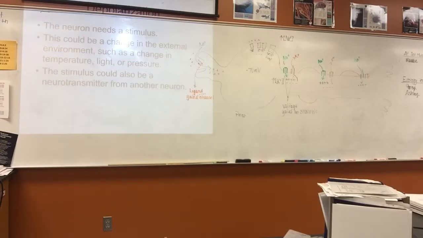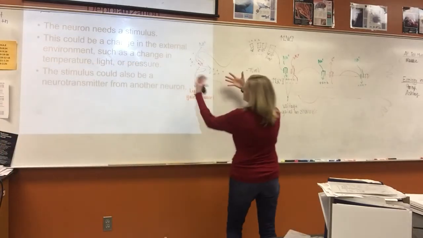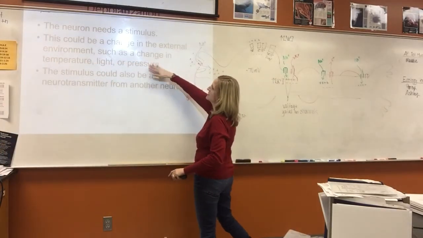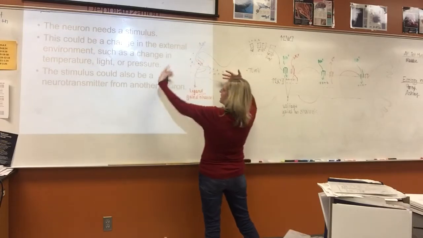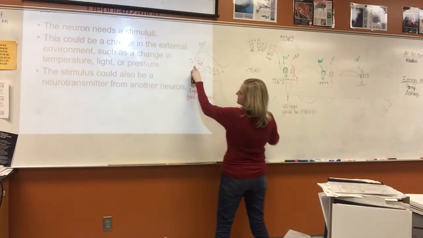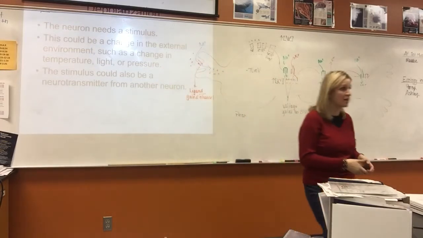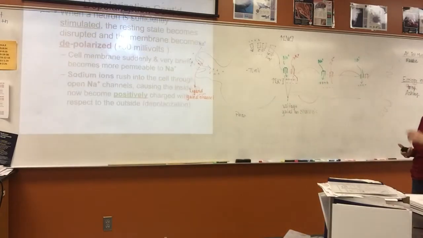This could be a change in the external environment, such as a change in temperature, light, or pressure. The stimulus also can be a neurotransmitter from another neuron. So it just depends upon if this is a sensory neuron, the stimulus is going to be one of these things. If it's a neuron that's receiving another signal from another neuron, that stimulus is the neurotransmitter, which is what we talked about yesterday, the example I gave yesterday.